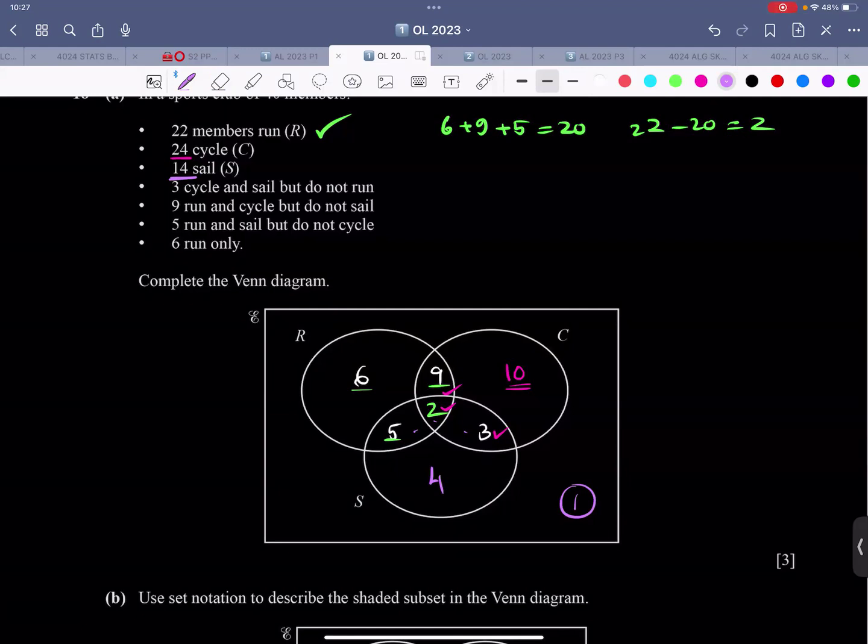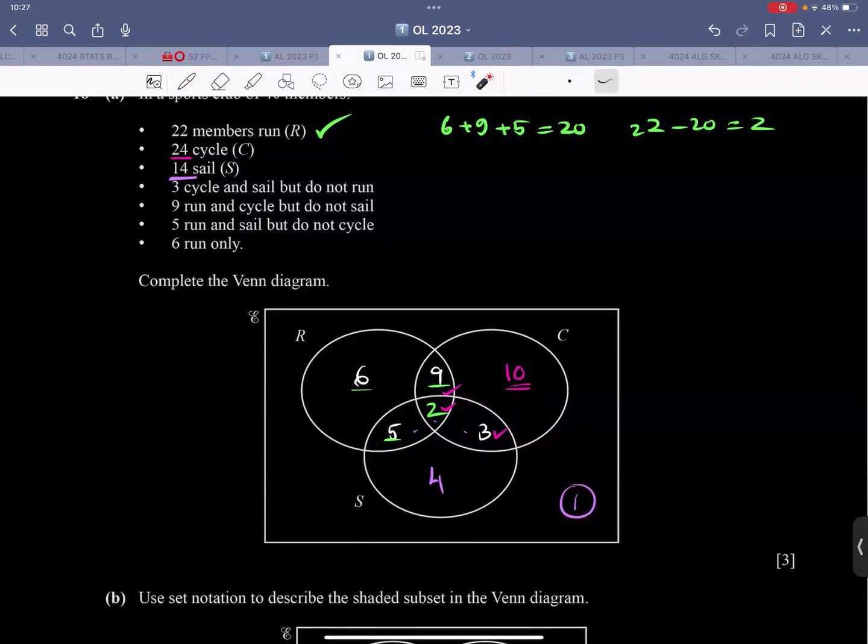So the last part was the tricky part. I first wrote 5. Then I realized maybe there is someone on the outside. So I took this 14. I subtracted 5. I subtracted 2. I subtracted 3. I'm only left with 4. So 4 do sailing only. There is one person who's not interested in running or cycling or sailing.